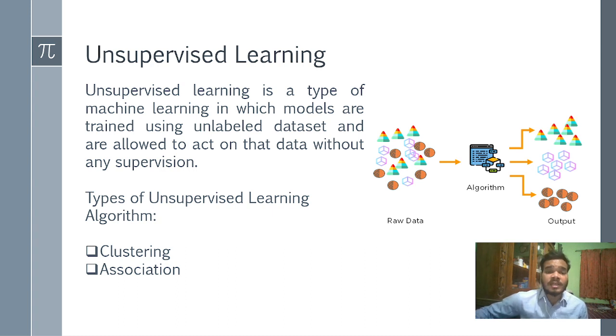Unsupervised learning is a type of machine learning in which models are trained using an unlabeled data set and are allowed to act on that data without any supervision. In this picture we can see that we are giving some raw data to the model, and the model is showing us some output. So how is this happening? It is happening based on clustering and association.